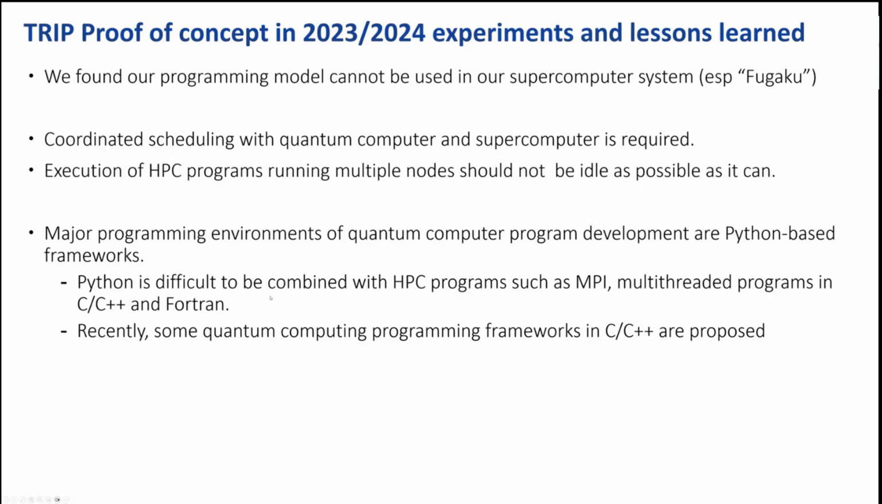First, we found that the programming model cannot be used on our supercomputer system. So we need coordinated scheduling between the quantum computer and the supercomputer. We need execution of HPC programs running on multiple nodes, and we have to avoid the waiting time of HPC programs running on multiple nodes. The major programming environment for quantum computer program development is a Python-based framework, but Python is not so effective to combine with HPC programs, so we try to move to C and C++.